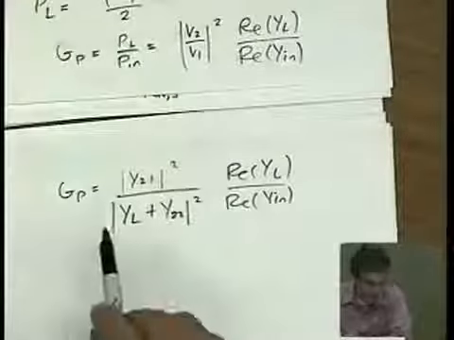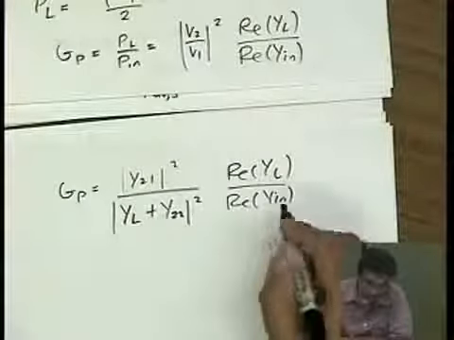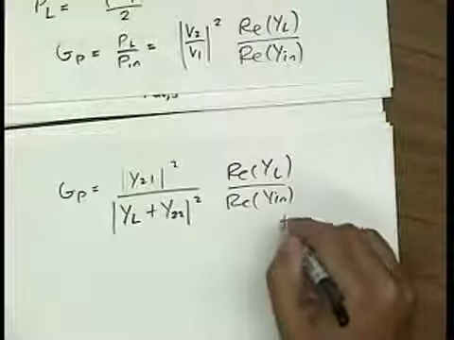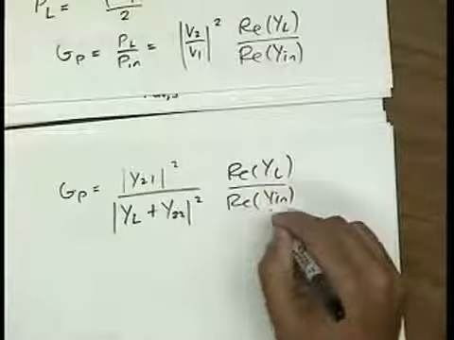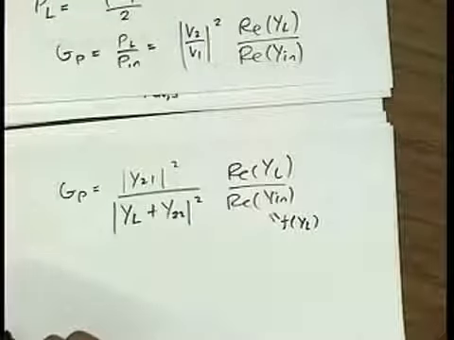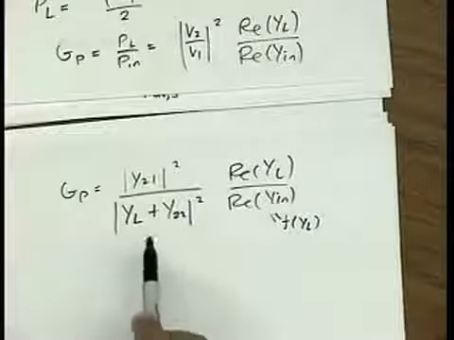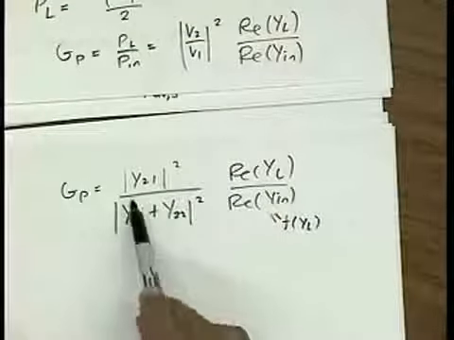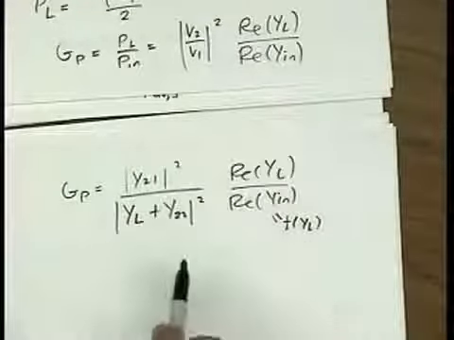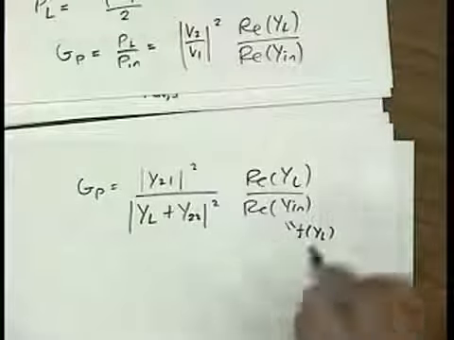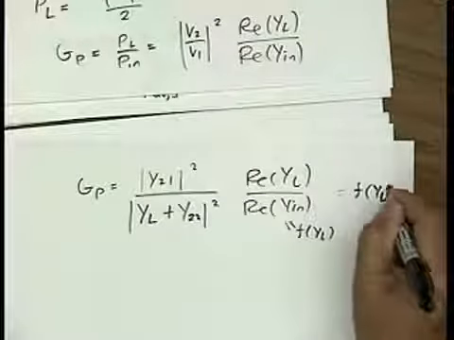Okay, and just as we guessed, if I look at this equation, Yin is a function of YL, right? Because it's not a unilateral device. Otherwise, I only see YL and the Y parameters of the device. So we were correct in assuming that GP is only a function of YL.